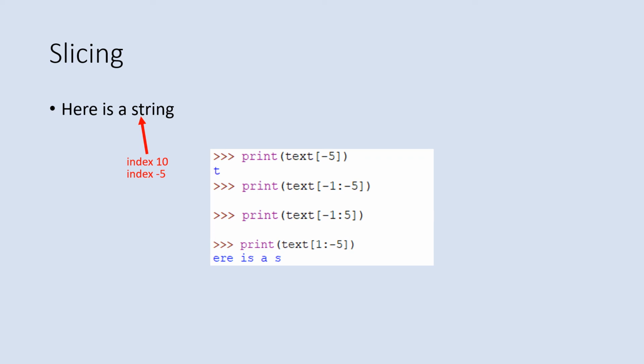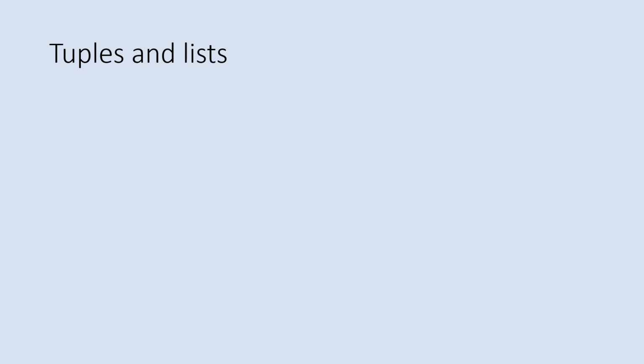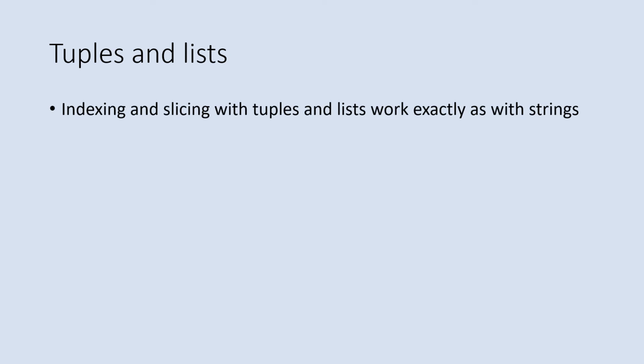But we can slice from 1 to -5. Slicing from 1 would start at 1 and go up to, but not including the position that has index -5, which would mean we would start at the E, the first E in here, and go up to, but not including the T in string. With tuples and lists, the slicing and indexing and so on work exactly the same way.